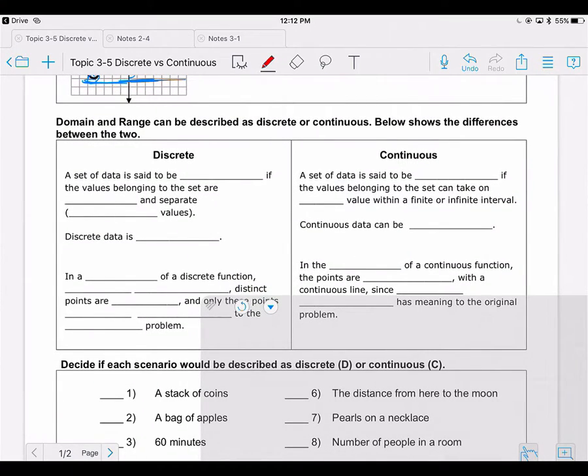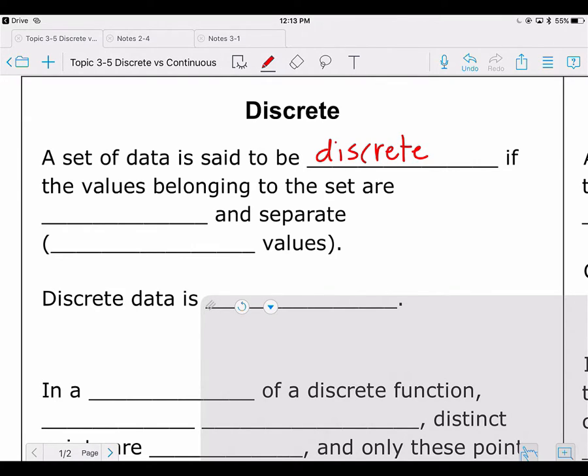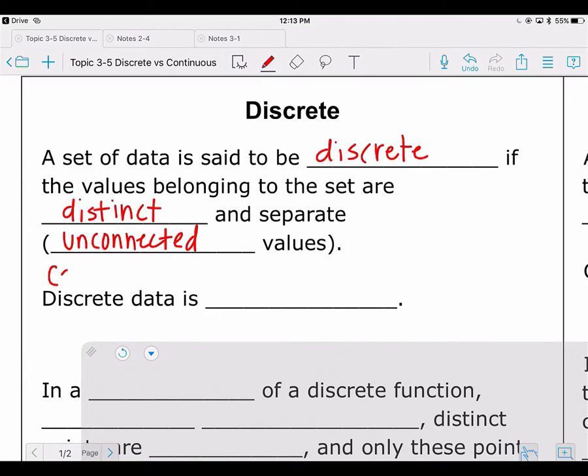Discrete and continuous can be used to describe domain and range, and here are the differences between the two. So with discrete, a set of data is said to be discrete if the values belonging to the set are distinct and separate, so they are unconnected values. Okay, so they are things that cannot be split up because they're already split.